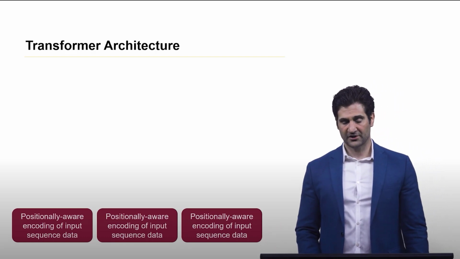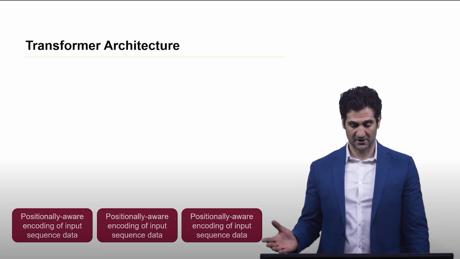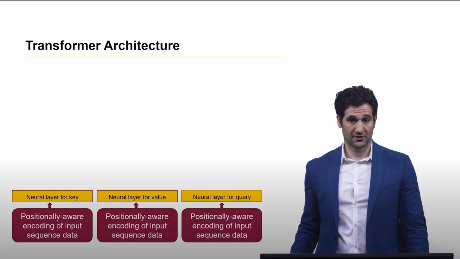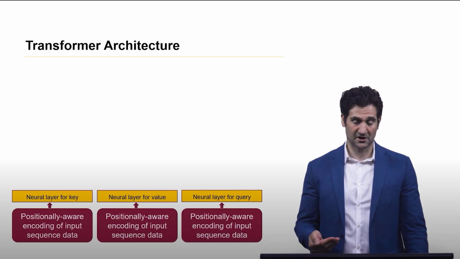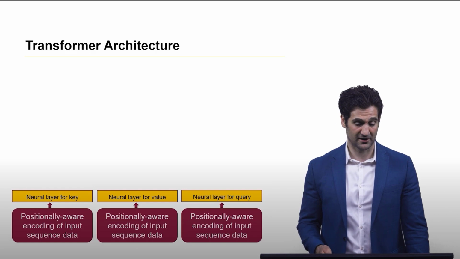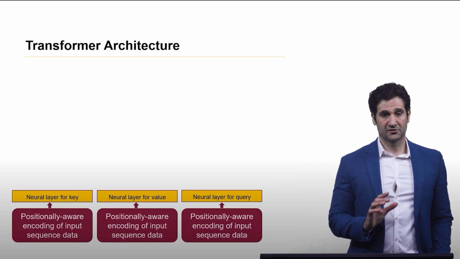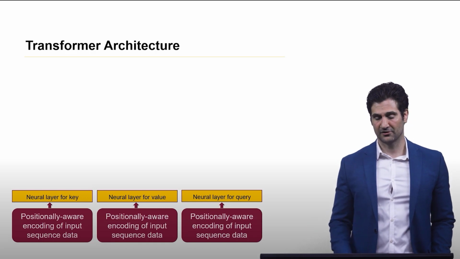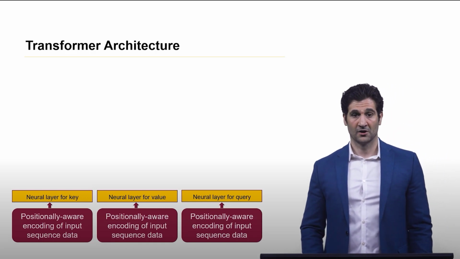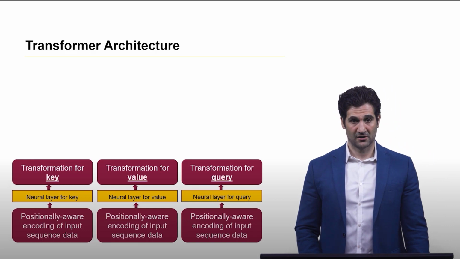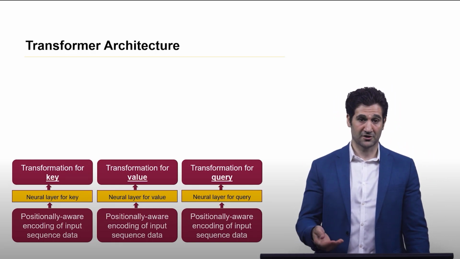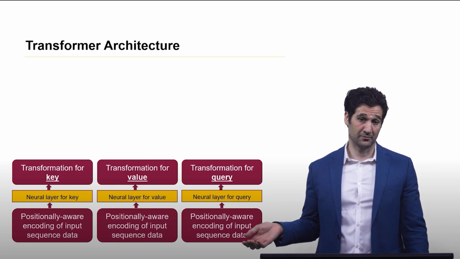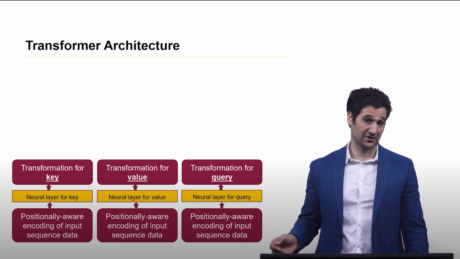And with each time it's repeated in this first layer, it's going into a neural layer or a series of neural layers depending on the architecture. And one is for what's called the key, the other is called the value, and the third is for the query. So those neural layers are giving you 3 different transformations of the input.